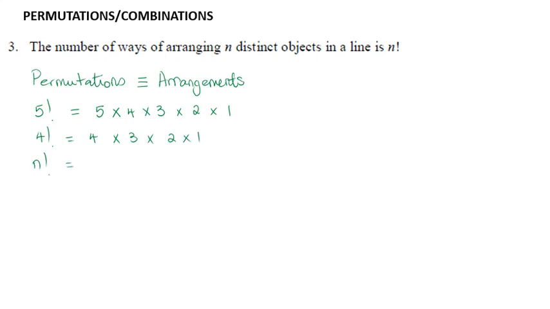And so n factorial would be n times n take away 1 times n take away 2, etc., all the way down to times 2 times 1, depending on the value of n. So if you have 3 distinct objects, let's say we have A, B, C, those are the letters that we have. Those are our distinct objects. We have A, we have B, we have C, and we want to arrange them in a line. How many different ways can we do that? Let's list them and see.